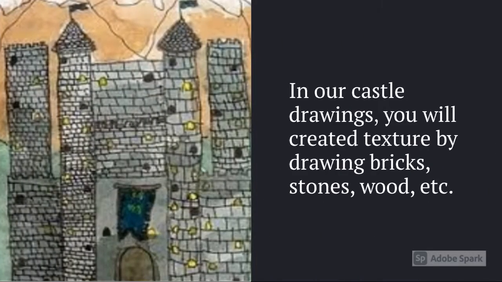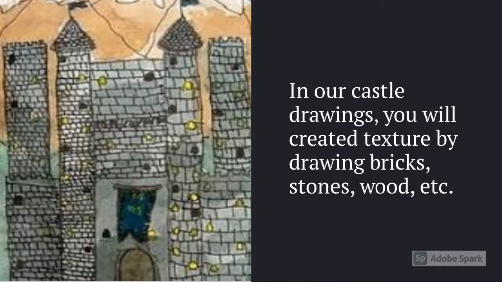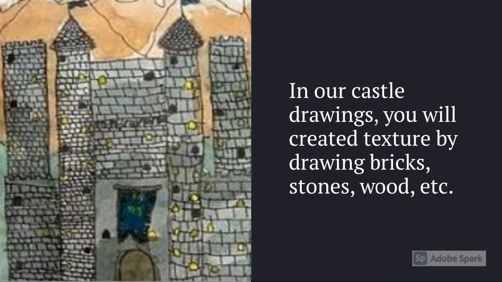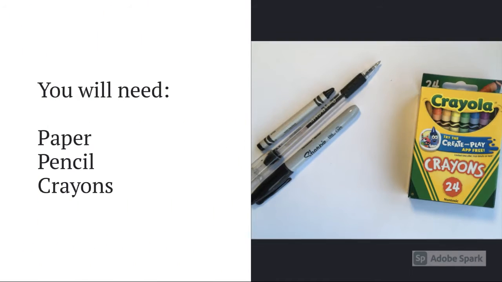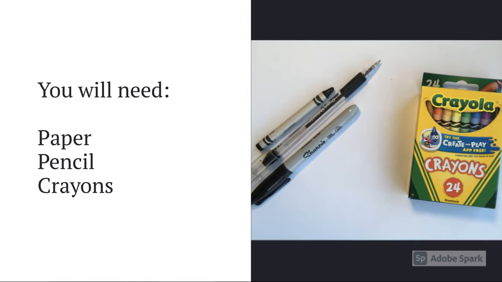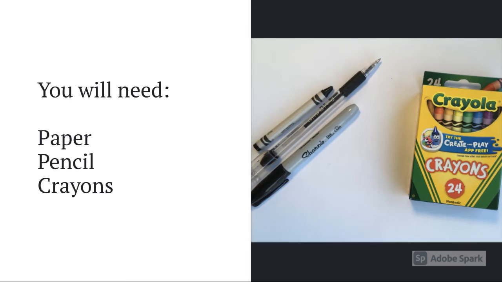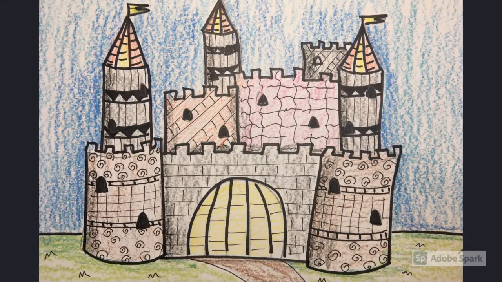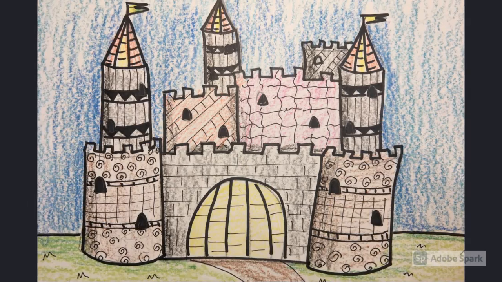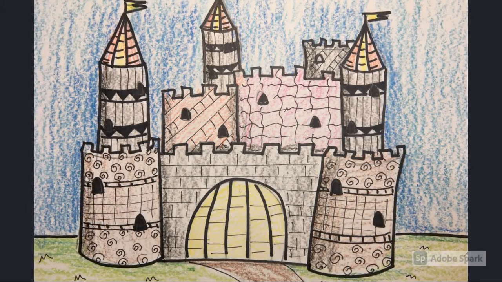In our castle drawings, you will create texture. This can be done by drawing things like bricks or stones or wood. Today, you will need paper, pencil, and something to color with. Here is my example. We will be drawing our castles first, and then adding texture to our castle.